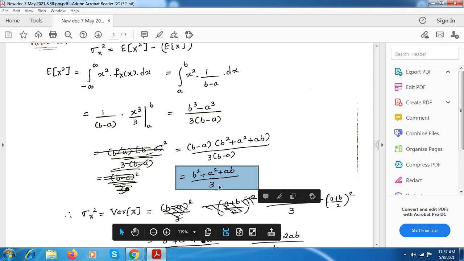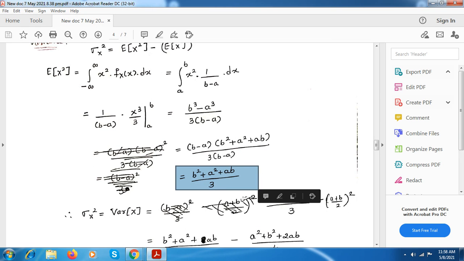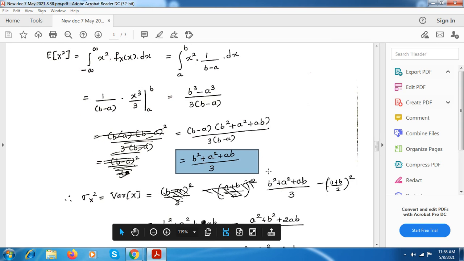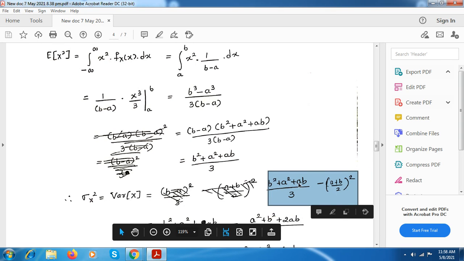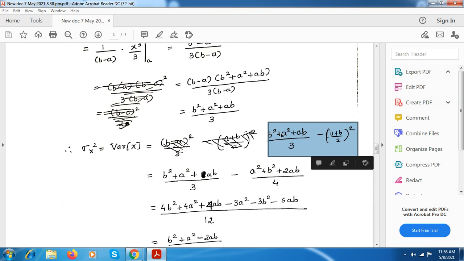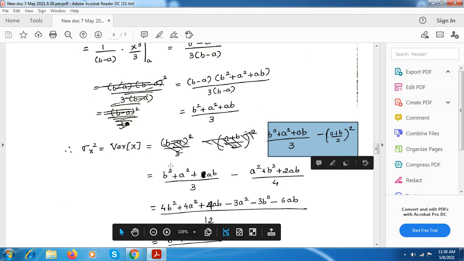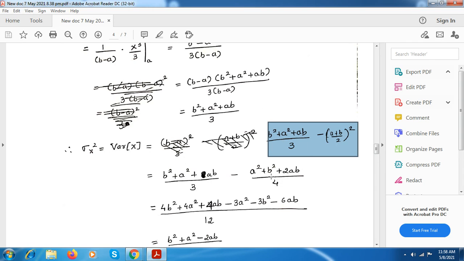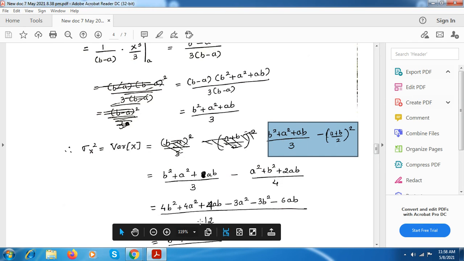This is the second order moment, that is e of x square is b square plus a square plus ab divided by 3. So if you substitute that in the variance, that is b square plus a square plus ab divided by 3 minus mu square. Mu value or the mean value is a plus b by 2, the whole square. So if you solve this, this term is kept as it is. Here it is a square plus b square plus 2ab divided by 4. So if you take the LCM, here it will be 4b square plus 4a square plus 4ab minus 3a square minus 3b square minus 6ab divided by 12.